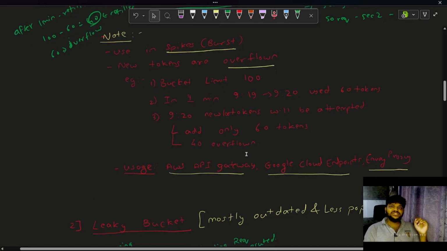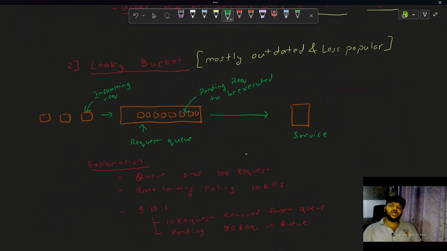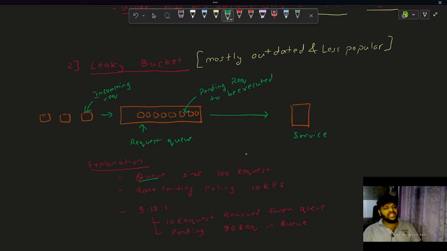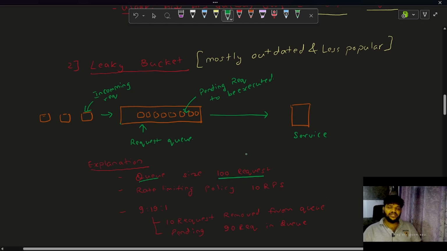Then we will discuss leaky bucket. It is mostly outdated and less popular, but as part of discussing all the algorithms, we will discuss leaky bucket as well. So how exactly does this work? Assume there is a queue and there is a counter. The queue is a bounded queue, meaning only that many requests are allowed in that particular queue. More than that, the queue is full and no new requests are accepted. So the queue size is there, it can accept only 100 requests.